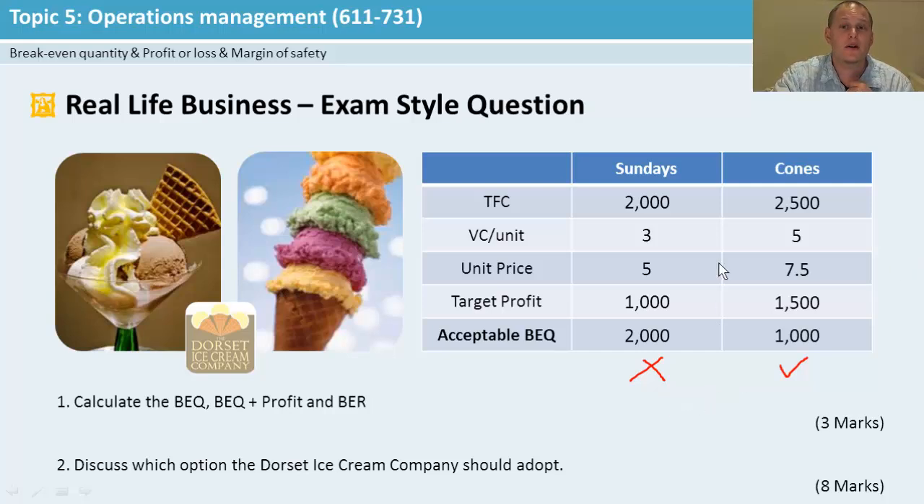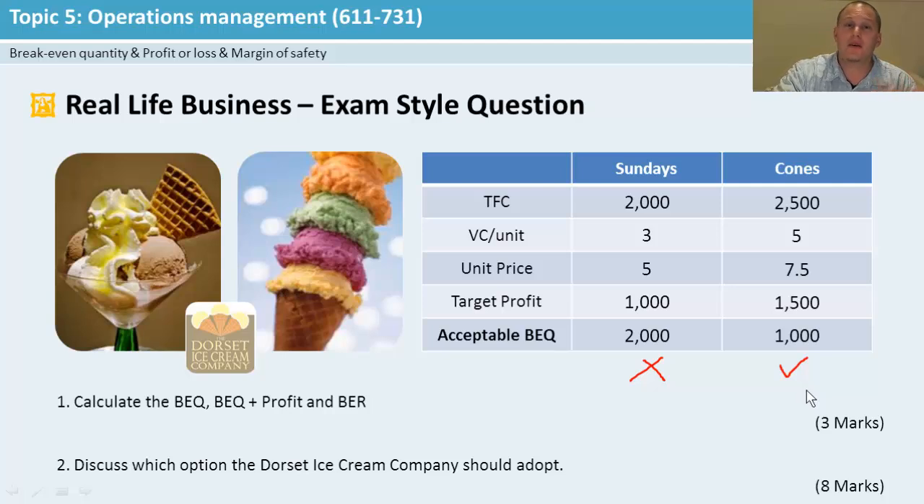Based off the figures, the Sundaes do not present an acceptable break-even quantity, as in they're lower. They're actually doing it at 1,500, which is 500 units less than they were planning on doing. With the cones, they had to do 1,000, and they had 1,600, so they're 600 above. Why is this a good thing? Well, it helps them plan for the future. It also helps them plan their production schedules.